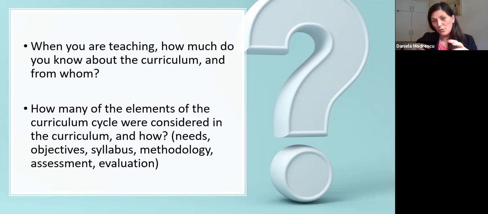So, as far as I understand from what you just said, you take a practical approach because you have a practical understanding and conceptualization of what you are teaching yourself, because of the theory that you're using, isn't it? Yeah, so it's a starting point. Good. And how many of these elements of the curriculum cycle were you considering, and how?